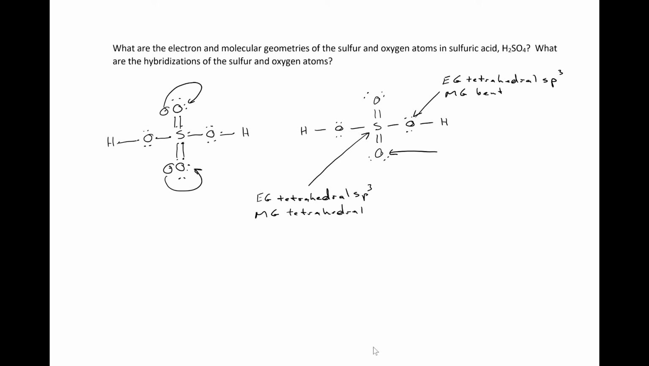The electron geometry of the oxygen atom doubly bonded to sulfur is trigonal planar. Its hybridization is sp2. The molecular geometry is linear.